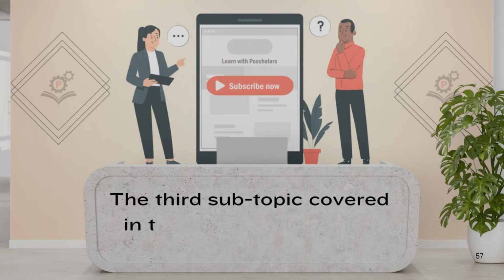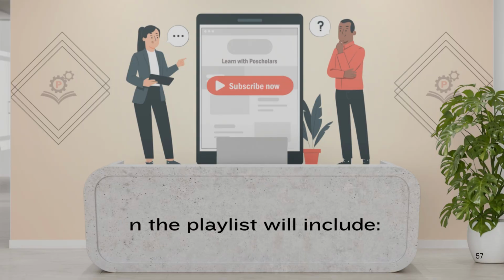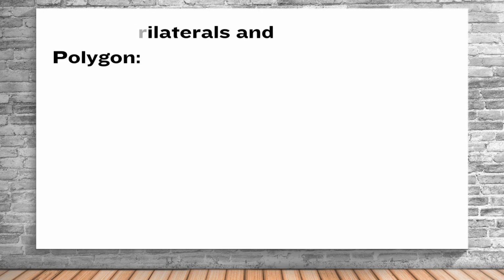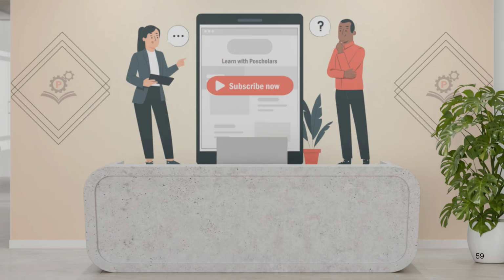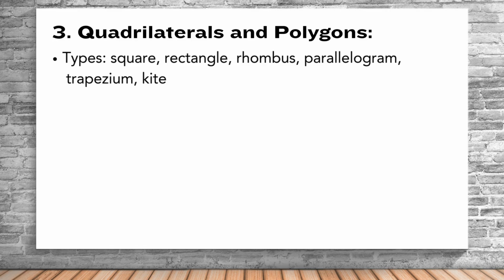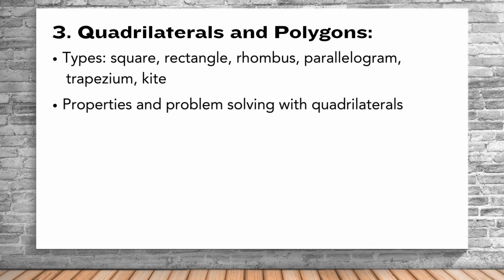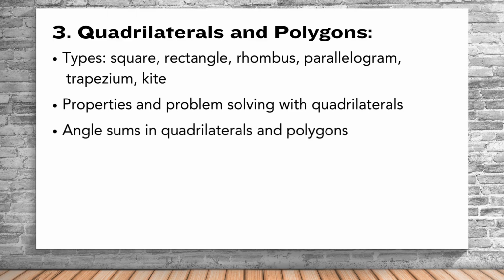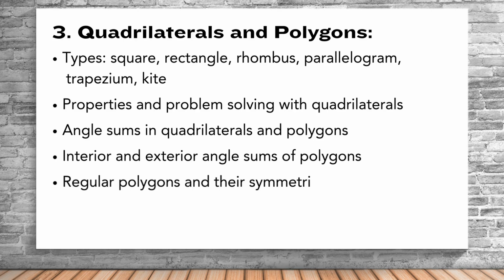The third subtopic covered in the playlist will include quadrilaterals and polygon, and under this we have types of polygon, which include square, rectangle, rhombus, parallelogram, trapezium and kite. Next, properties and problem solving with quadrilaterals. Next, angle sum in quadrilaterals and polygon. Next, interior and exterior angle sums of polygon. Next, regular polygons and their symmetrical properties.